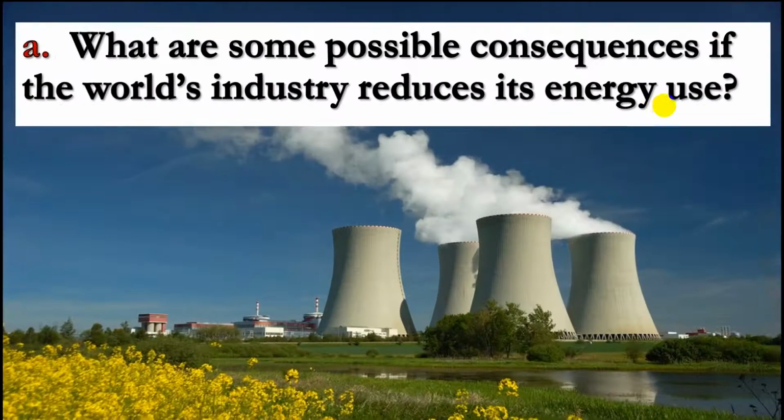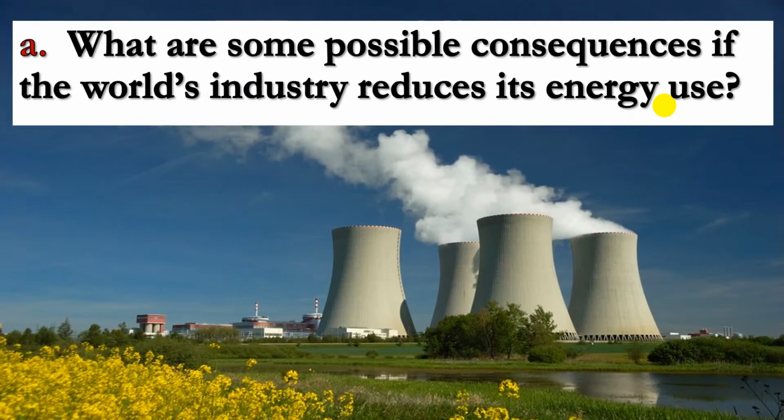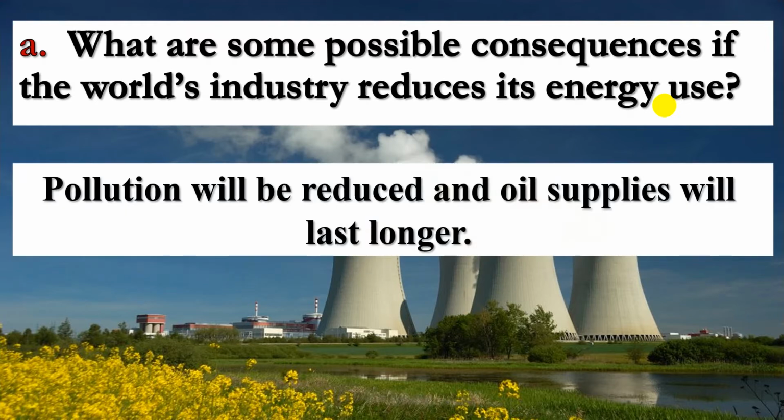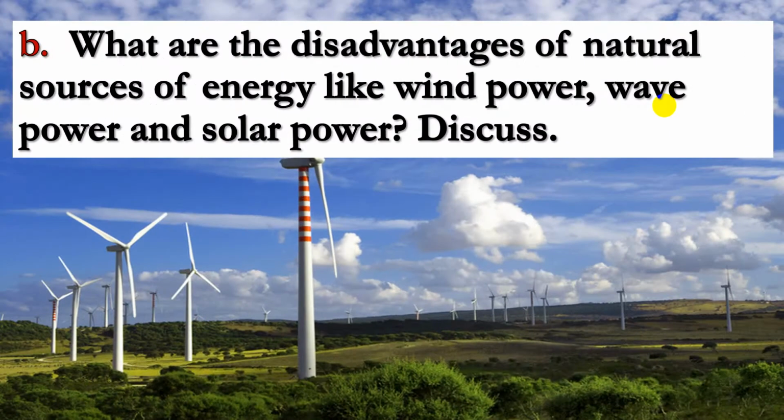Check your answers. What are the possible consequences if the world's industry reduces its energy use? If the world's industry reduces its energy use, pollution will be reduced. And oil supplies will last longer. Pollution will be reduced and oil supplies will last longer. What are the disadvantages of natural sources of energy like wind power, wave power, and solar energy?